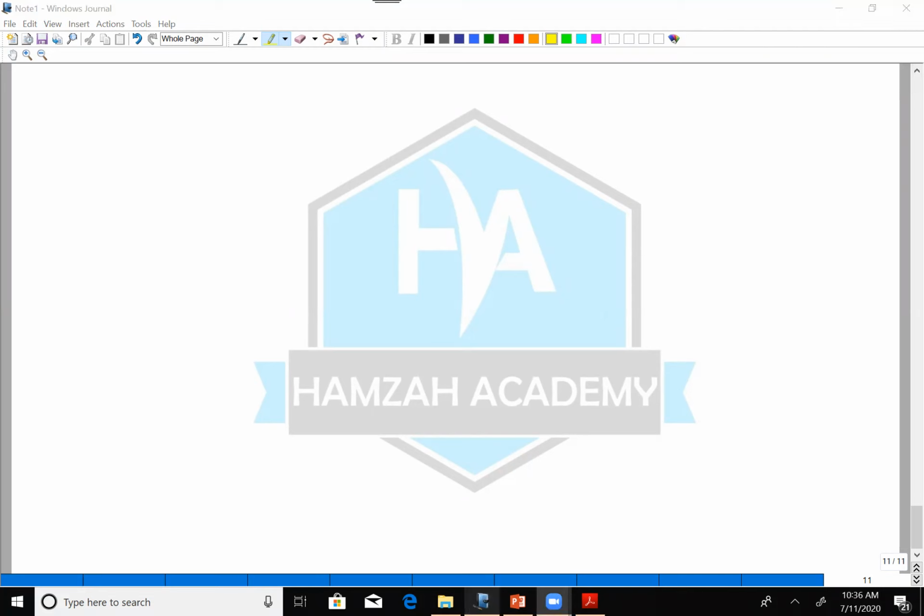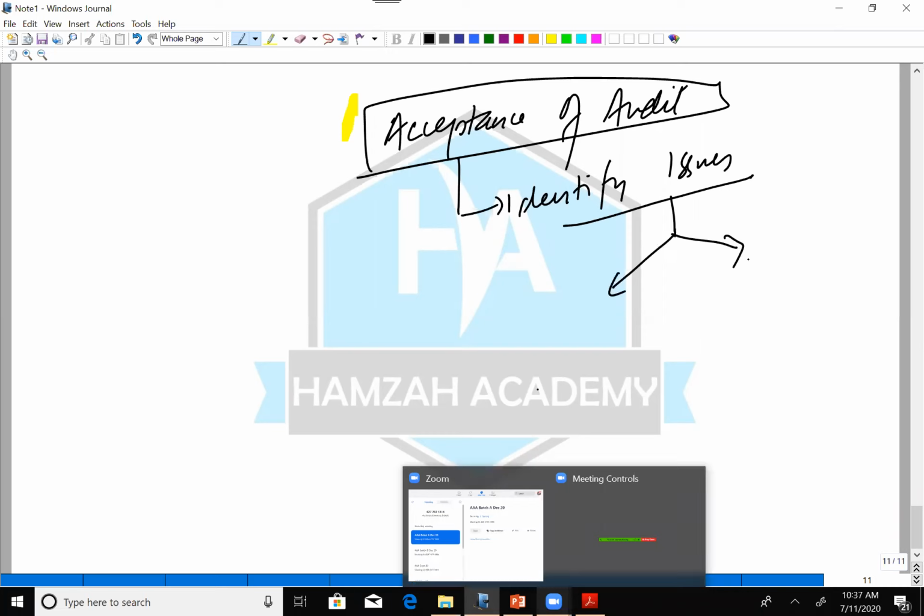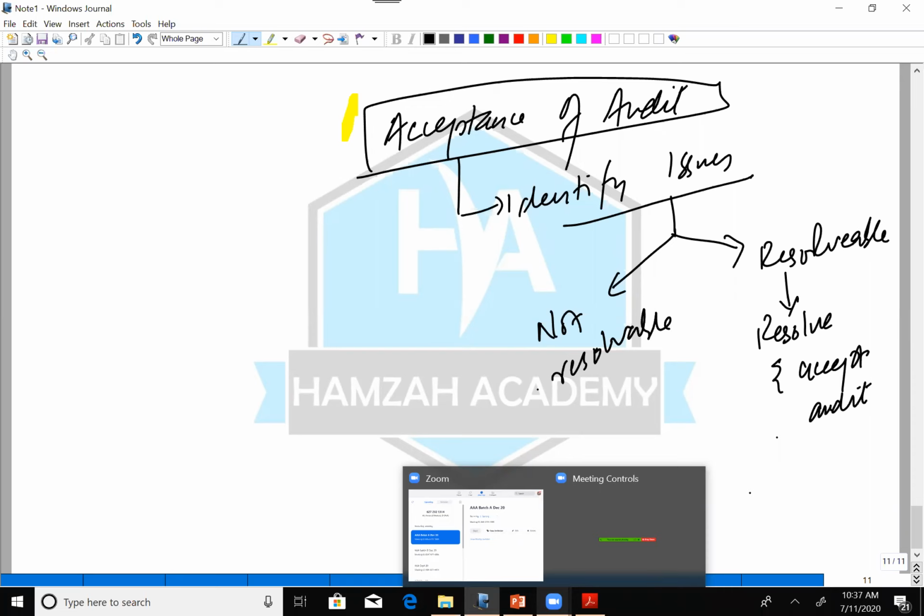Now, students, acceptance of audit. Whenever a company approaches the auditor to get its financial statements audited, the auditor does not accept the audit immediately. First of all, the auditor identifies issues, if there are any. If they are resolvable, resolve them and accept the audit. If not resolvable, simply decline the audit.